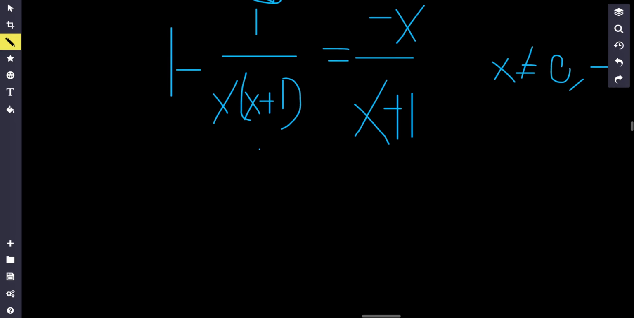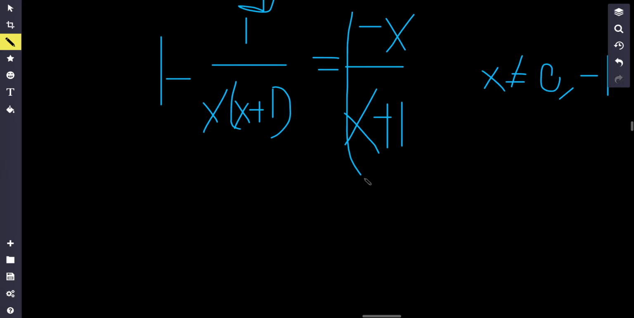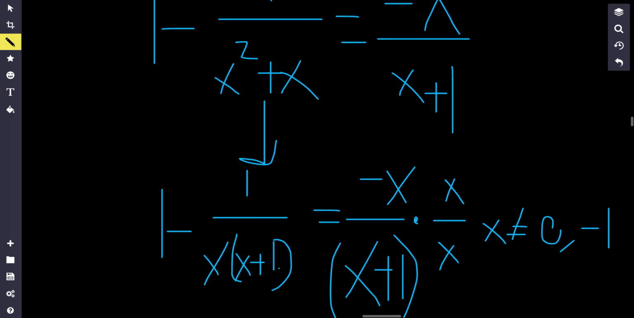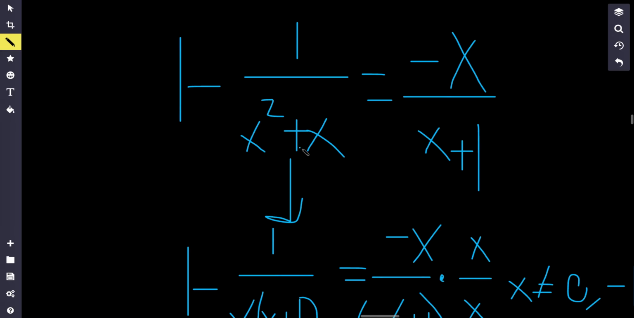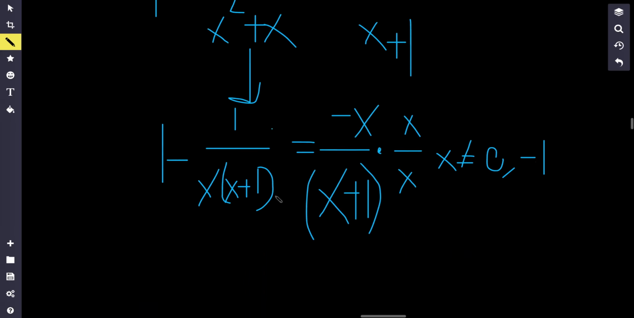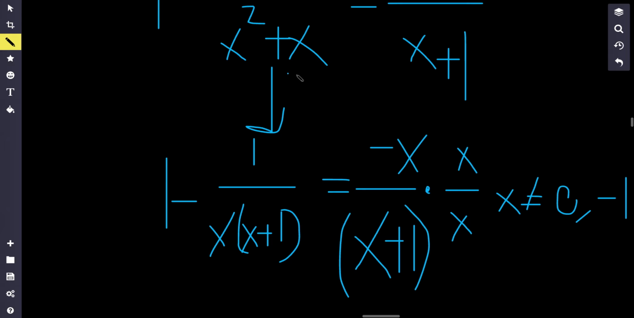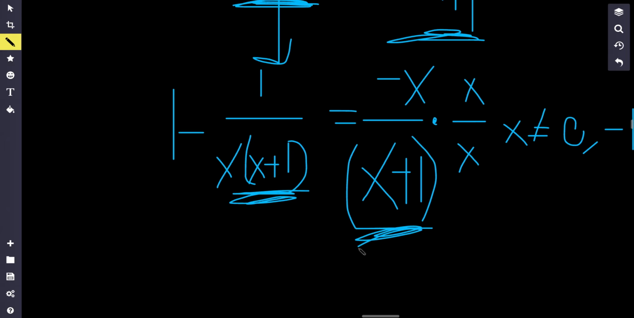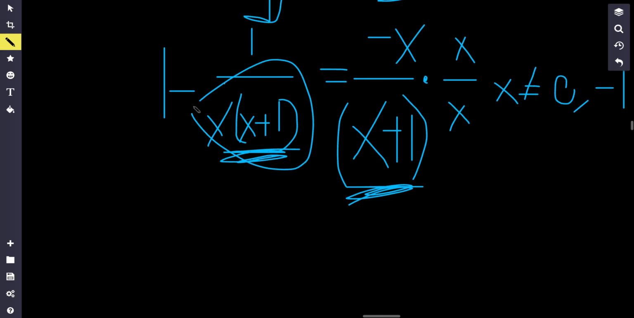Now, what I want to do is get a common denominator. So what I can do is multiply this part of my equation right over here on the top and the bottom by x. Because now notice how I have my common denominator, which is just x times x plus 1. So whenever you're doing rational equations, your denominator is always going to be the factored thing.